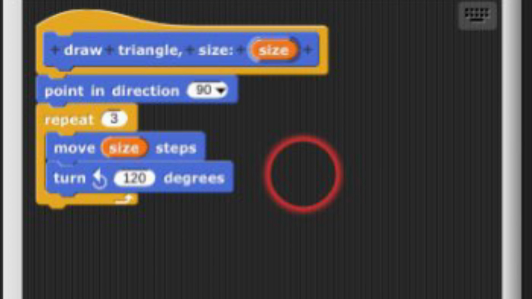The next two lines of code repeat 3 times to create the actual shape of a triangle. The next line of code makes the sprite move X amount of steps, where the value of X is depending on what size is inputted. The sprite then turns 120 degrees to create an equilateral triangle. I will now demo this code with the input being 100.